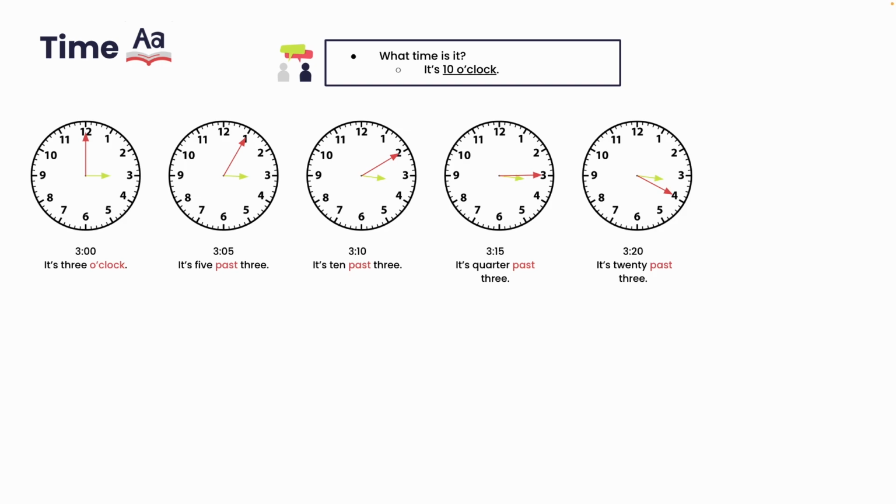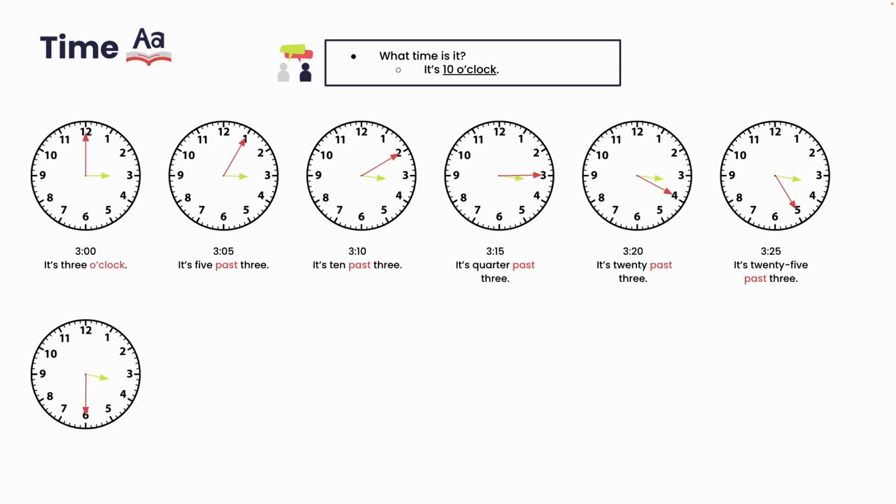20 past 3. We are still in the right side of the clock. It's 20 past 3. Another 5 minutes pass, and then we have it's 25 past 3. Okay, so we went through almost the half of the clock. Now we are going exactly to the half. And we have this situation, which is still past.